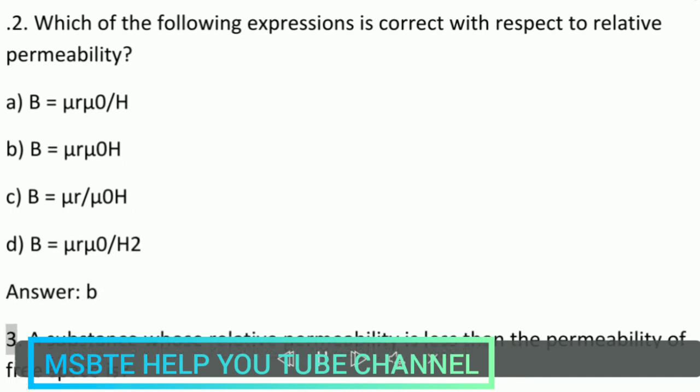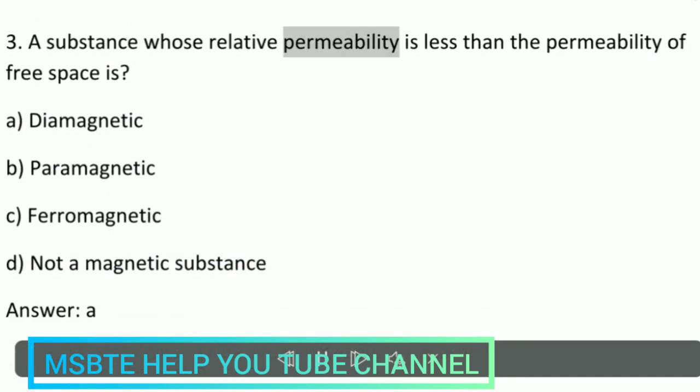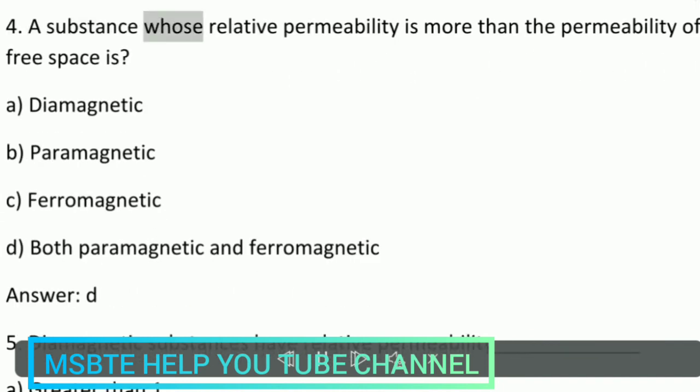Answer, B. 3. A substance whose relative permeability is less than the permeability of free space is A. Diamagnetic. B. Paramagnetic. C. Ferromagnetic. D. Not a magnetic substance. Answer, A. 4. A substance whose relative permeability is more than the permeability of free space is A. Diamagnetic. B. Paramagnetic. C. Ferromagnetic. D. Both paramagnetic and ferromagnetic.